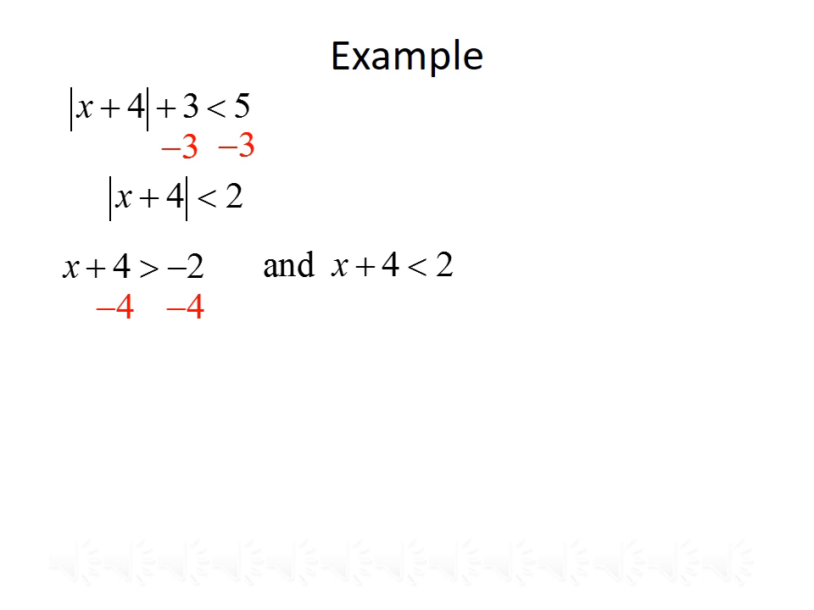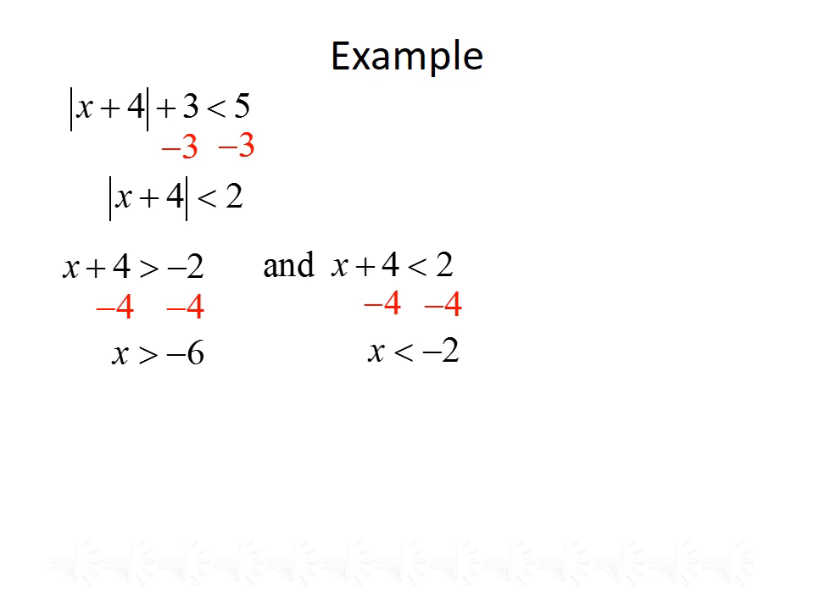So let's solve these. If we start with x plus 4 is greater than negative 2, we can subtract 4 from both sides of the equation, and we get x is greater than negative 6. We move to the positive portion of the problem. If x plus 4 is less than positive 2, we subtract 4 from both sides of the equation, and we get x is less than negative 2.